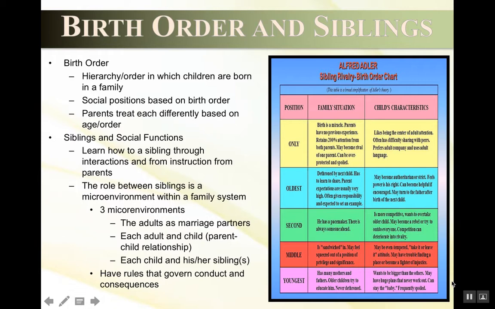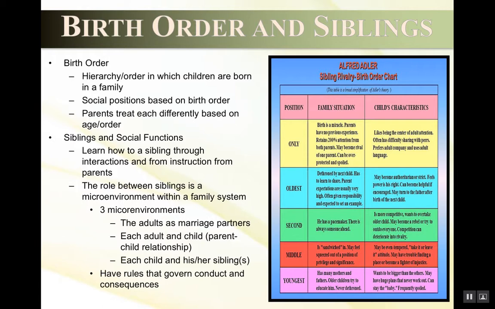So, siblings and social functions. They learn a lot of things through sibling interactions. They learn how to interact and they learn from instruction from parents. And within the big family system, they have little micro environments.